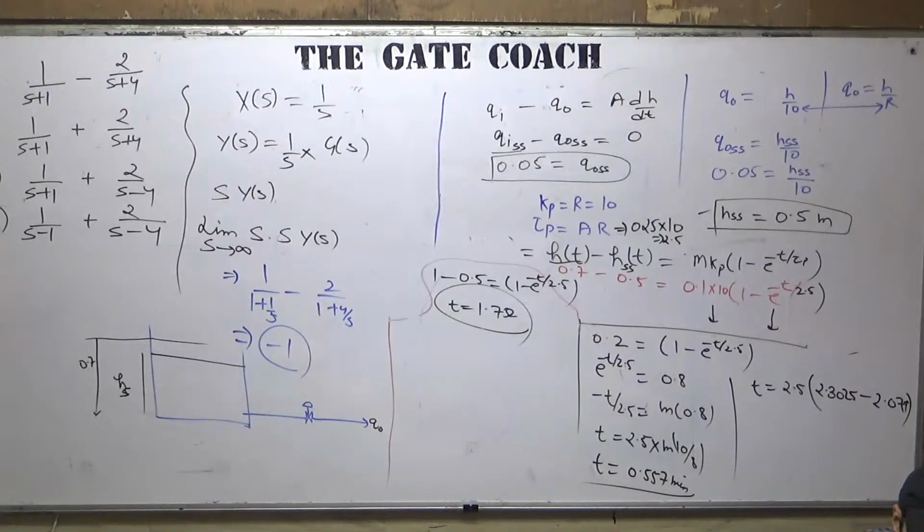Okay, so that's all for today. In the next class, we are going to discuss different first order models, that is the mercury thermometer model, and we are going to start with the second order system.